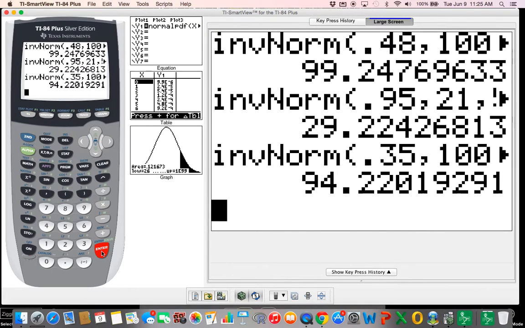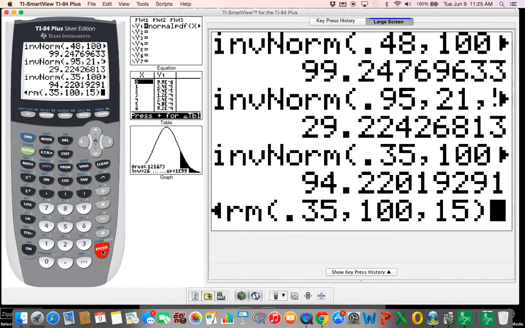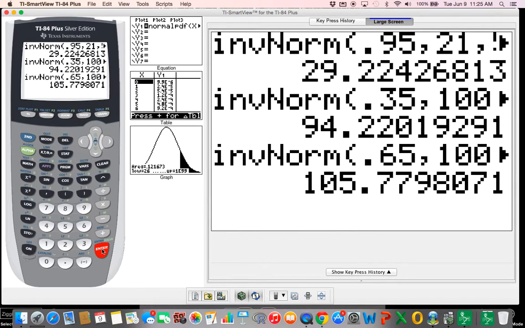So that's going to be a 94.22. So I'm going to write that down. And then for the other one, I'm just going to go second function entry here because all I need to do is just change one number. I just need to change that 0.35 to 0.65. 0.3 plus 0.35. So I get 105.78.